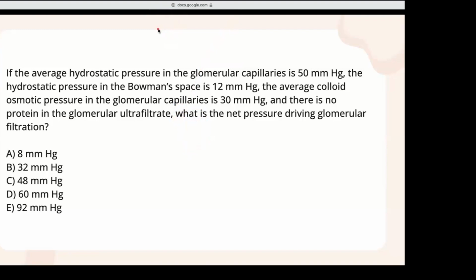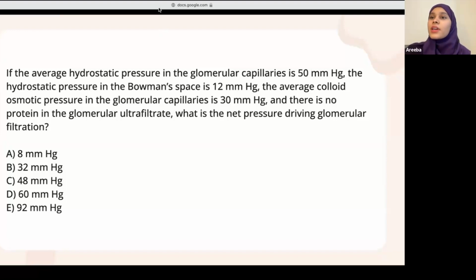Is the answer 8? I think we subtract 50 minus 12, which is 38. Then we subtract 30 from 38. Yeah, actually, it is A. So thank you for explaining as well.